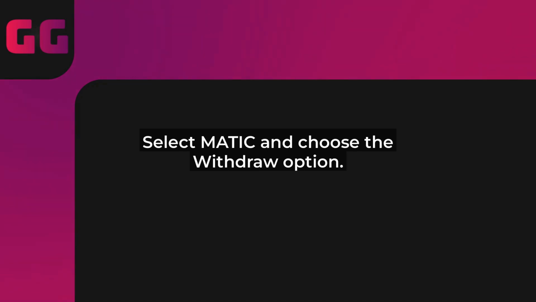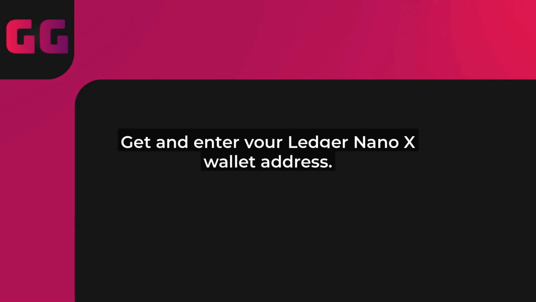Step 2. In the withdrawal form, you'll need to enter your Ledger Nano X wallet address. To get this, open Ledger Live on your computer, connect your device, and go to the Accounts section. Select or add your Polygon, MATIC, account. Make sure it's the correct one. Copy the address carefully.